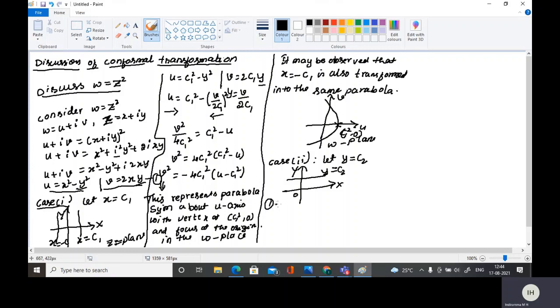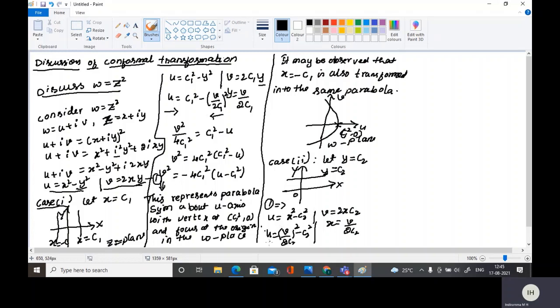Now I will substitute in equation 1: u is equal to x square minus c2 square and v is equal to 2x c2. From this you find the value x is equal to v by 2c2. So you substitute the value of x. Therefore u is equal to v by 2c2 minus c2 square. Sorry, it is x square here, so this is the whole square.